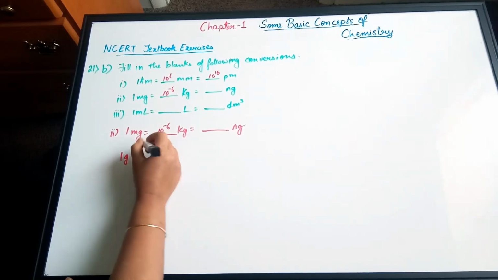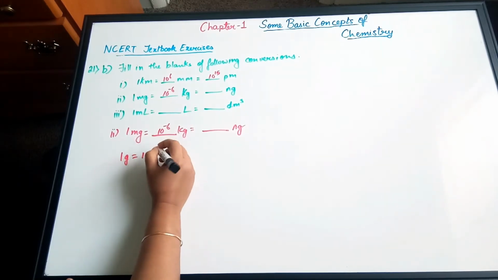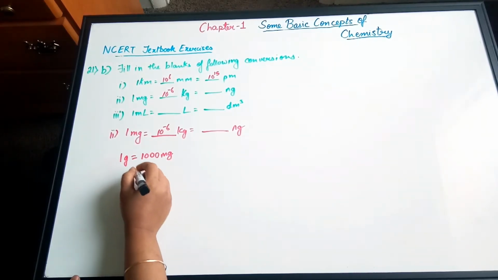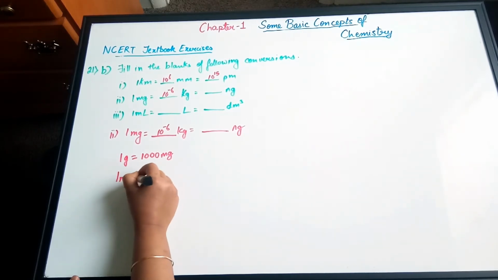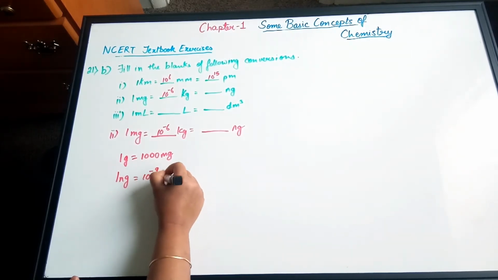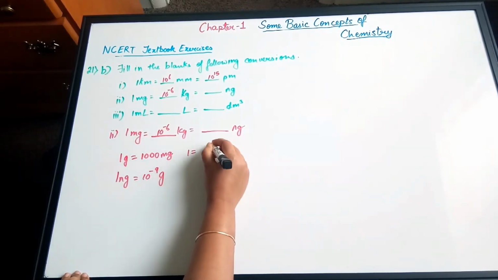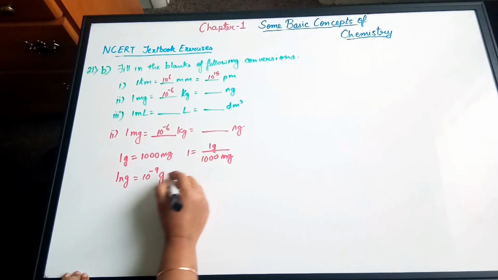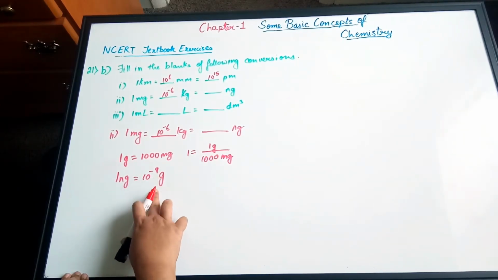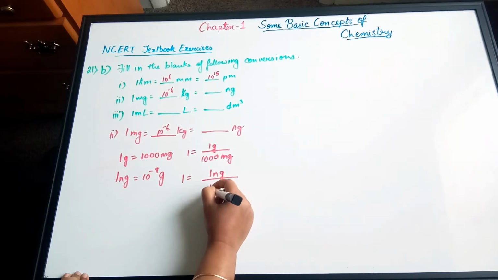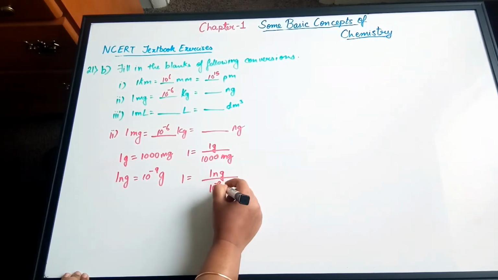1 gram equal to 1000 milligram, and 1 nanogram equals 10 to the power minus 9 grams. Okay, so 1 will be equal to, since we have milligram in the numerator, we want it on the denominator. 1 gram divided by 1000 milligram, and since you have the gram on the numerator, we want this on the denominator, which means 1 nanogram, and we want nanogram on the numerator because we want the answer in nanograms. So 10 to the power minus 9 grams.